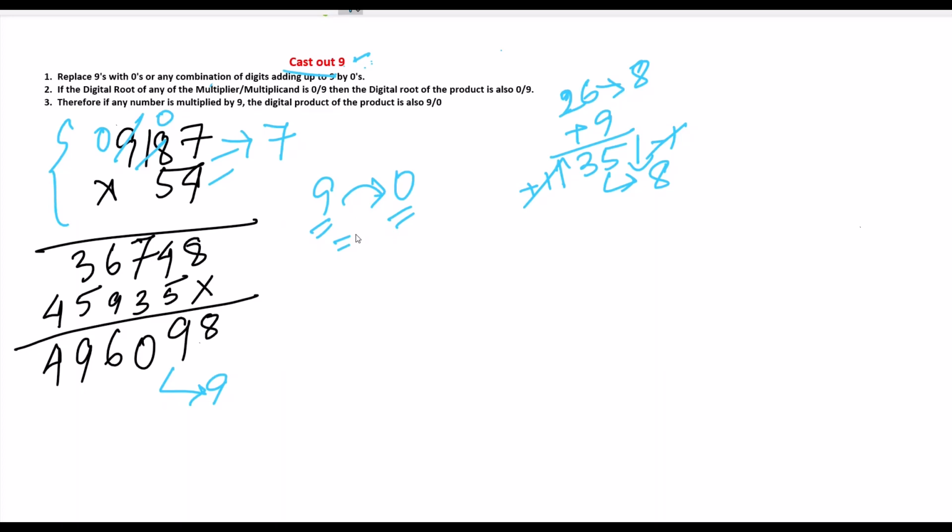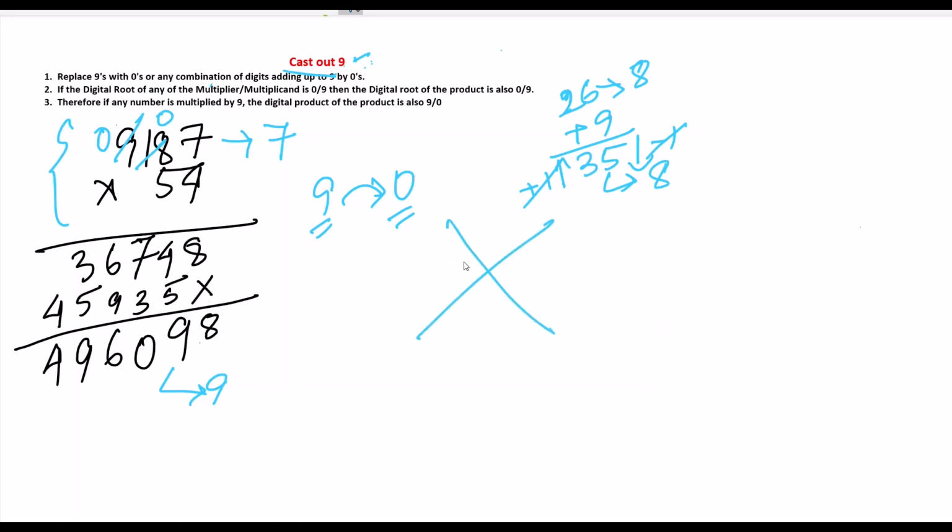Now we have a third rule too, which is basically a corollary of the second rule. That is, if any number is multiplied by 9, then the digital root of the product will be 9. Right, so if you multiply any number by 9, you don't need to find the digital root of the other number. You can directly check whether the digital root of the product is 9 or not to check whether it's correct. If you replace 9 by 0 even in the single digit case, it becomes way more intuitive. Let's see how.